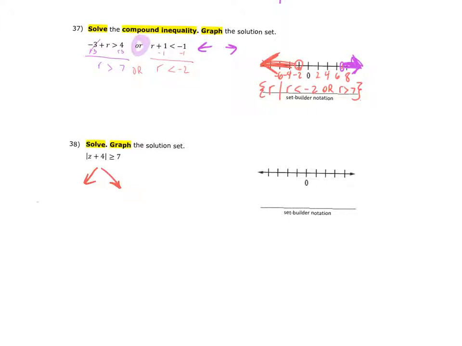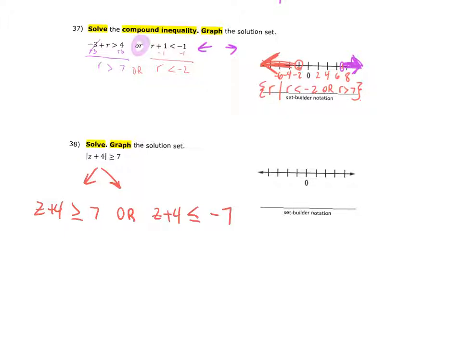So you set up the two cases. Z plus 4 is greater than or equal to 7, or, what's the other one? Z plus 4 is less than or equal to negative 7. You only change the negative and positive, and the sign. Good job. Yes, and let me move it.